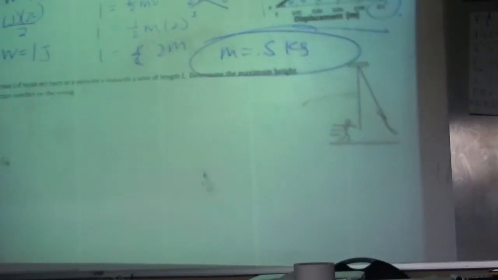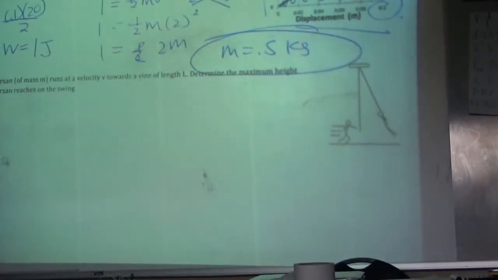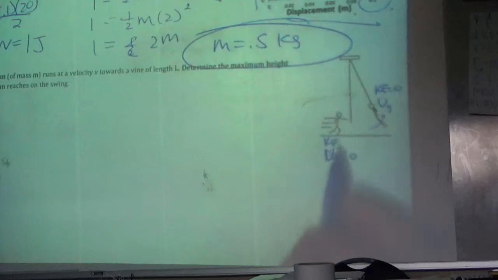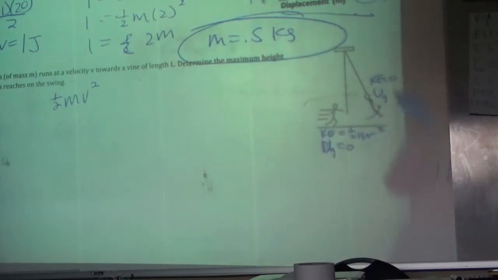Number 24, Tarzan of mass m runs at a velocity v towards a vine of length L. Determine the maximum height. So we're starting with kinetic energy, and potential would be 0 on the ground. When he goes up to the maximum height, well, he'll stop moving at the maximum height, so he'll have all potential energy. So his kinetic energy would just be 1/2 mv squared. And if he goes all the way up to the top, his kinetic is 0, so his potential is just the energy he started with.